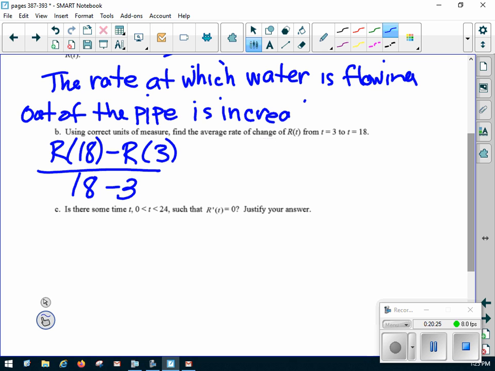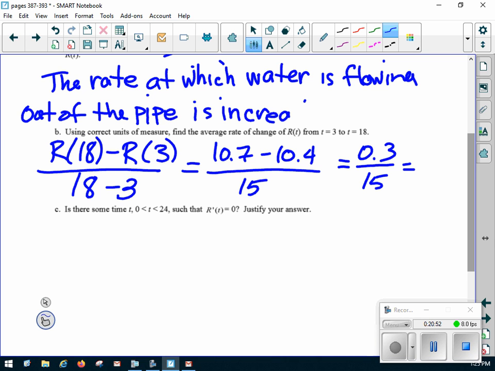So every hour, your rate of speed would be increasing by 5 miles an hour. It's hard to get your hands around. What's this, 10.7 minus 10.4 over 15? Which would be 0.3 over 15, which is 30 over 150, which is 1 over 50.